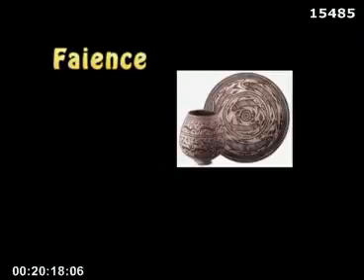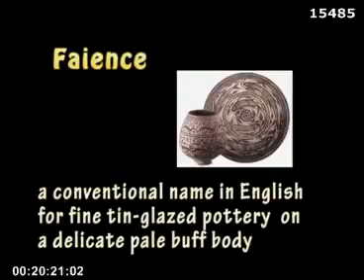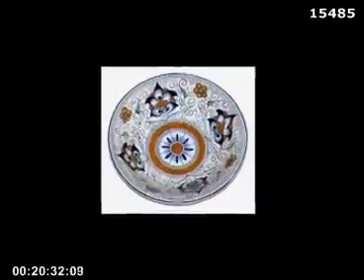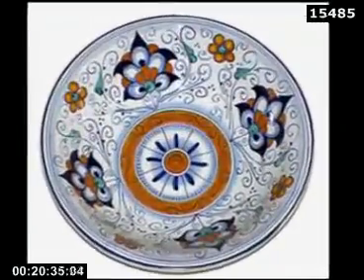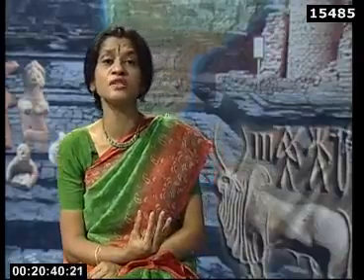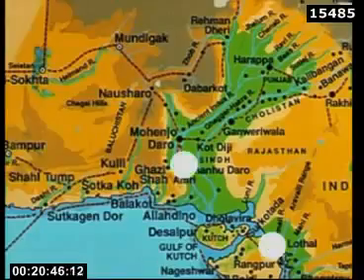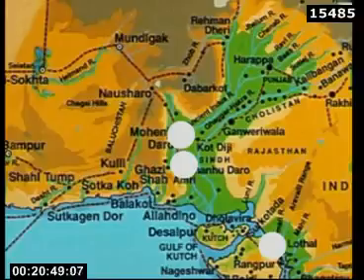Faience is a conventional name in English for fine tin glazed pottery on a delicate pale buff body. Faience has attained the status of a precious stone. Though it involves a rather high level of technology, the Harappan civilization seemed to have mastered it. Now, there are a lot of find spots, but very few of these places where faience was made, mainly at Lothal, Chanhudaro and Mohenjo-daro. Obviously, the implication is that it was a complex technology and could only be made at a few places.